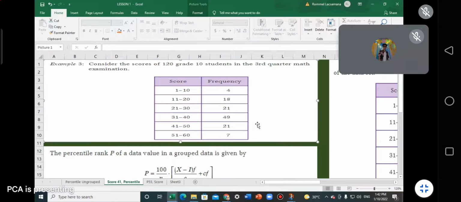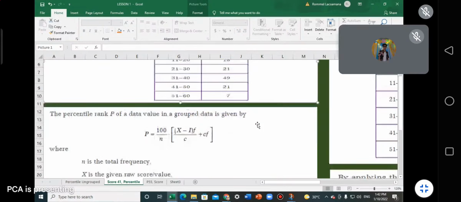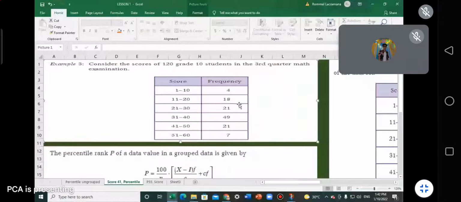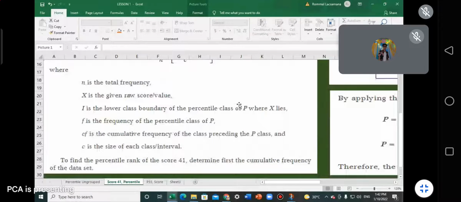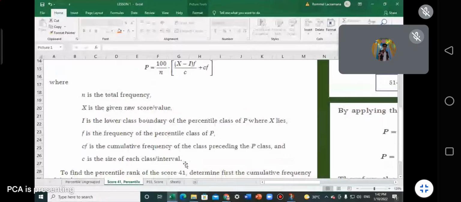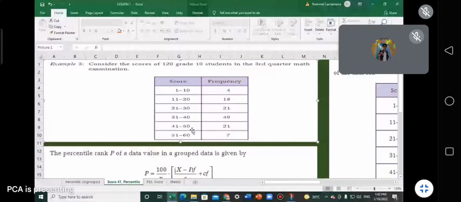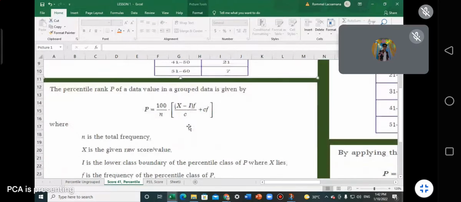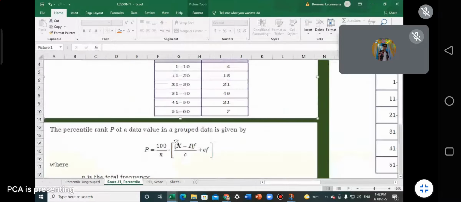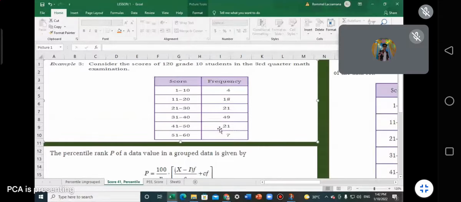So let's have the review of this one. For this one, we have the score 41, and 41 is not around, but it's in between 41 to 50. It's here. Okay, 41 score. But we do not know, unless we have the raw score, how many got 41 amongst 120 students.